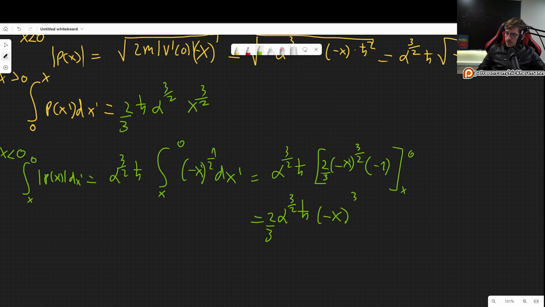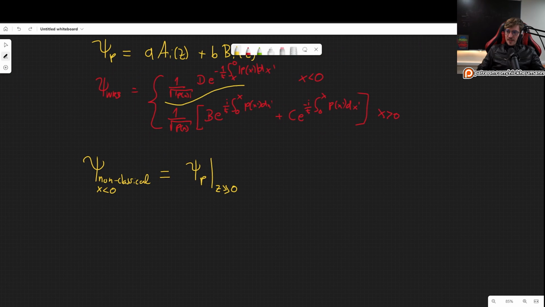Okay, so with this result, we can now go back and plug it in. So our non-classical wave function for x smaller than 0 is this thing right there. So let's just begin plugging everything in. So we get 1 over the square root of h bar.